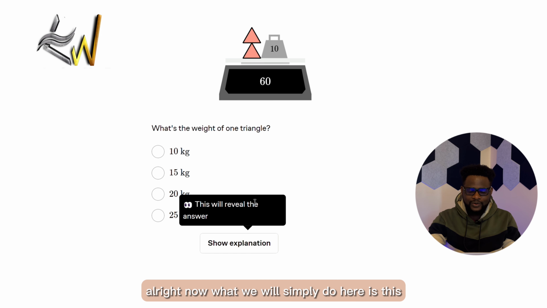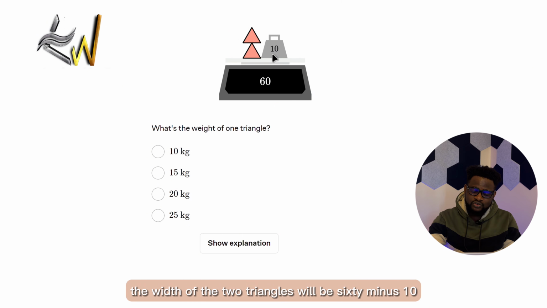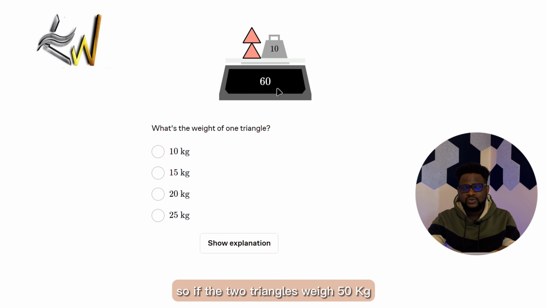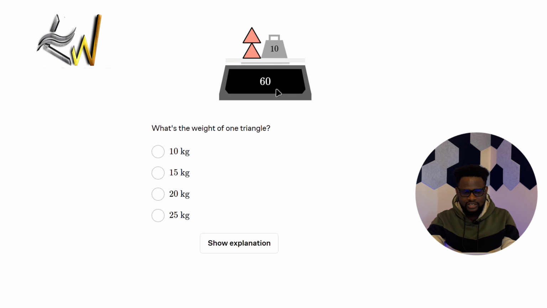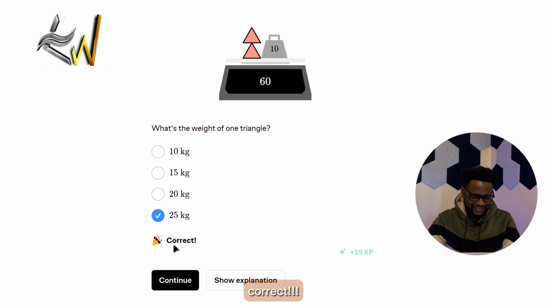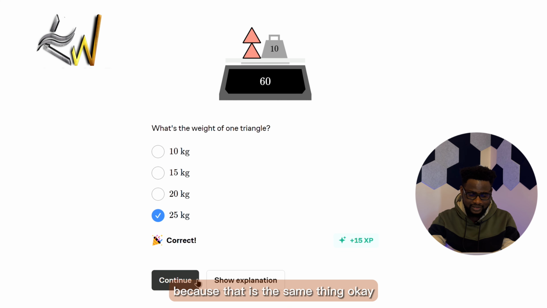What we will simply do here is this. First of all, the weight of the 2 triangles will be 60 minus 10, which is 50 kg. That means if I remove 10 kg from the 60 kg, 2 triangles will weigh 50 kg. So if the 2 triangles weigh 50 kg, each triangle will weigh 25 kg. Correct? There is no need of going to the explanation because that is the same thing. Let's continue.